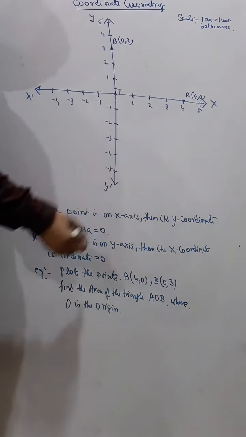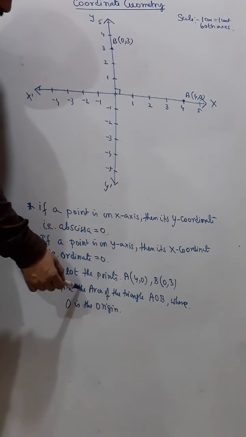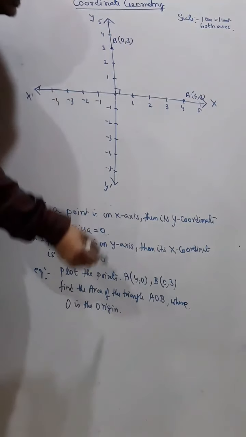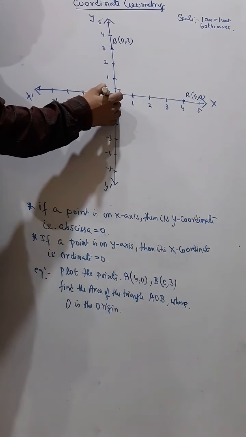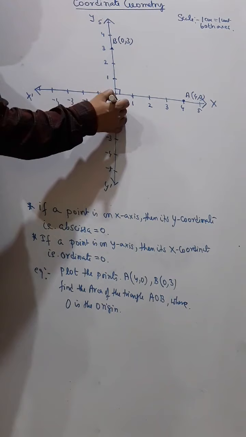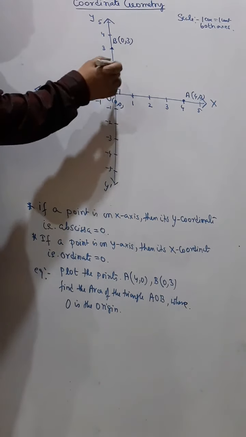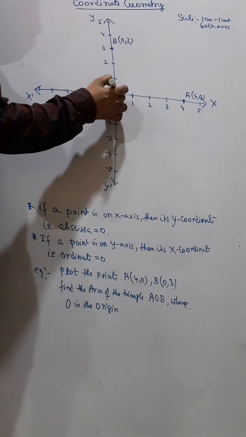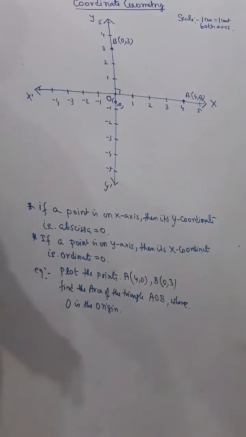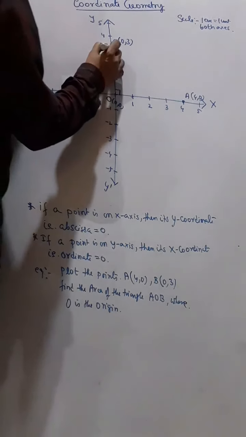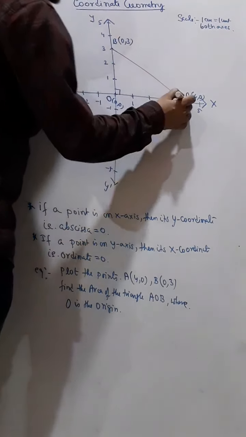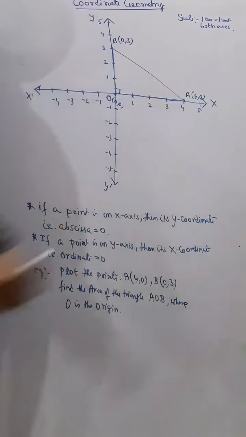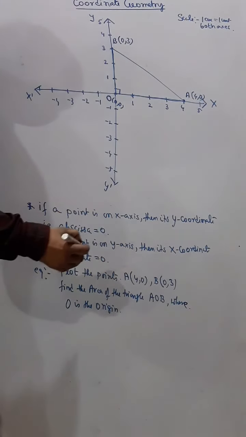And they told also to find the area of the triangle AOB, where O is the origin. Now this is O. You know O is the origin, that is (0, 0). So we got this point, and the third point O. So this is the plotting, and now they also told to find the area. Now you get this triangle, and now we'll get the area.